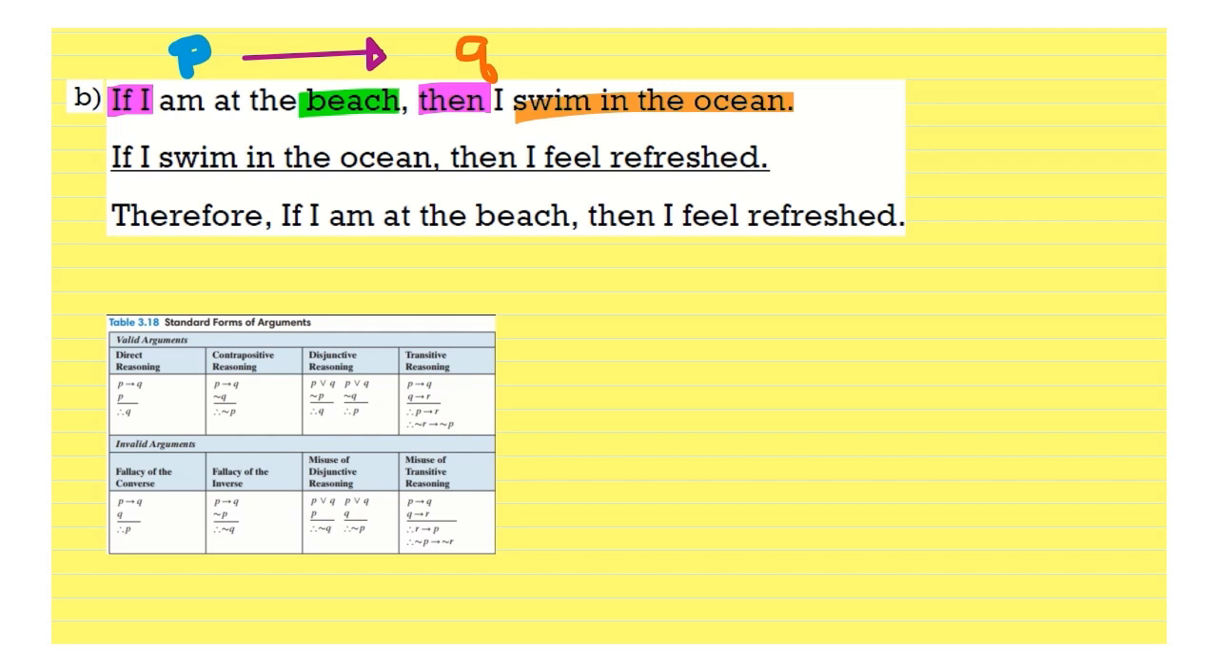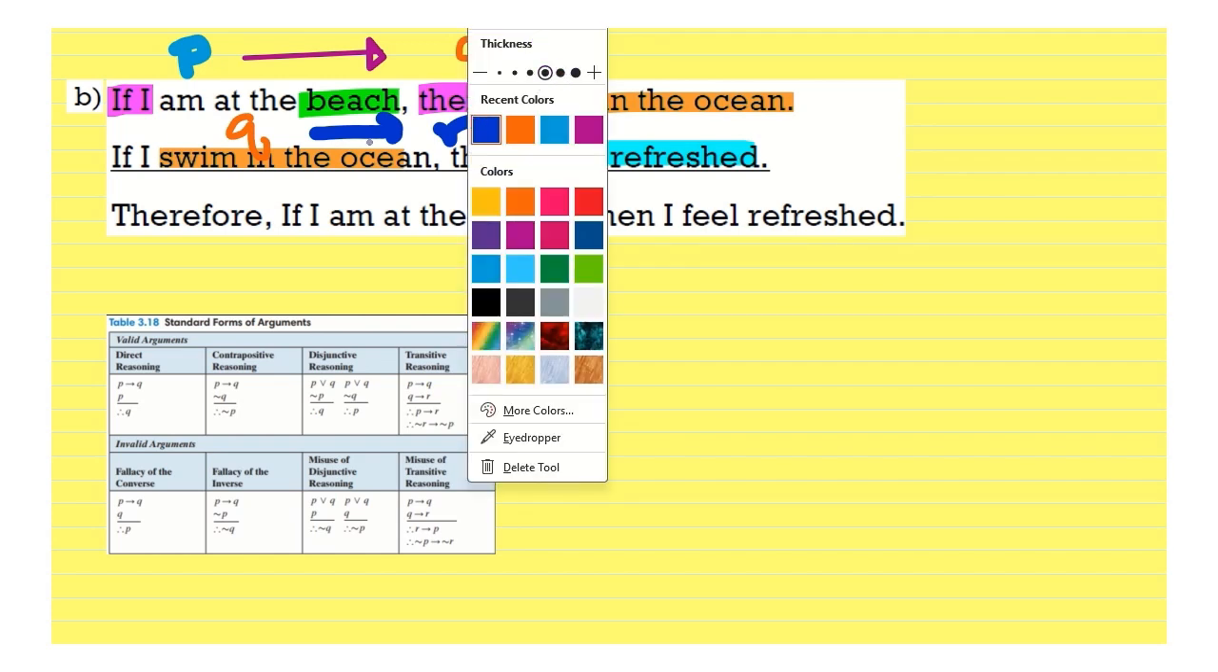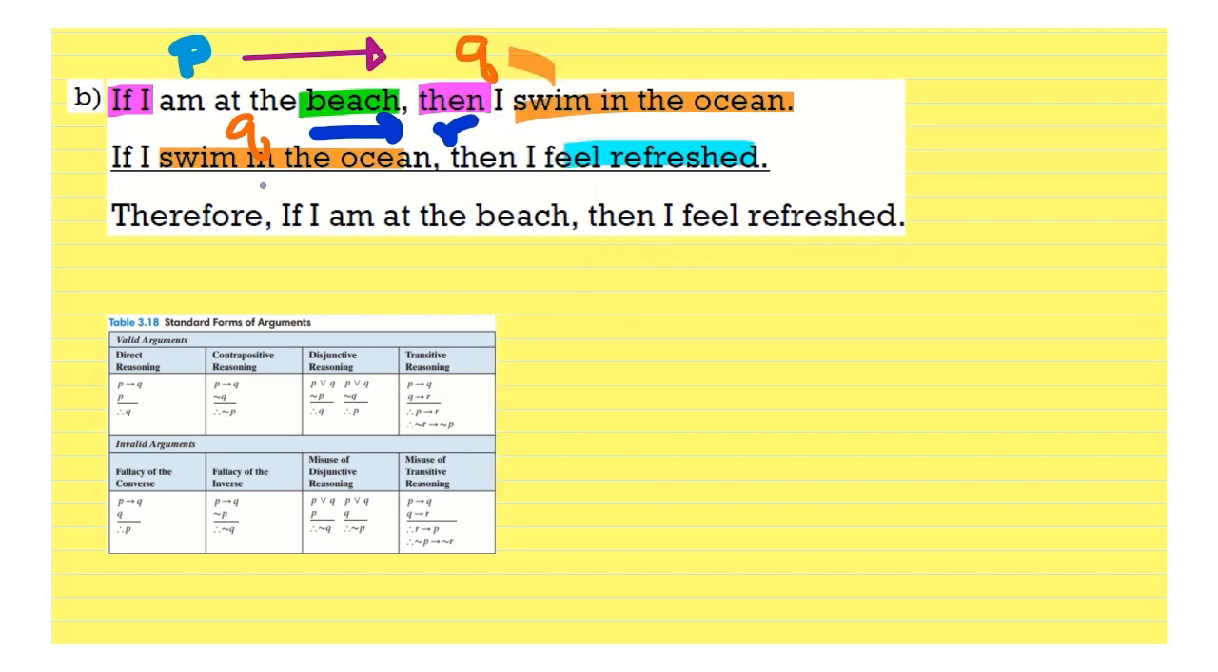Then we also have in the second line, if I swim in the ocean, okay, that matches with the Q thing. So we're going to call that Q. If I swim in the ocean, it's still an affirmative. It's not negated. It's just if Q, then I feel refreshed. I have a whole new statement, so we're going to introduce a new variable. So if Q, then R. So we are going to have R in our statement, a third variable.